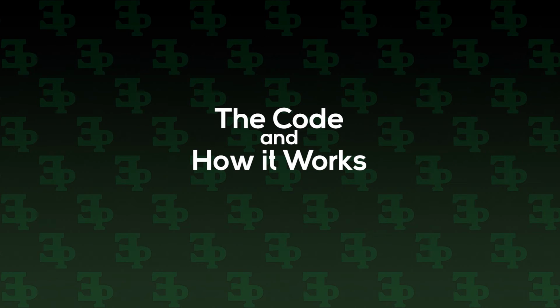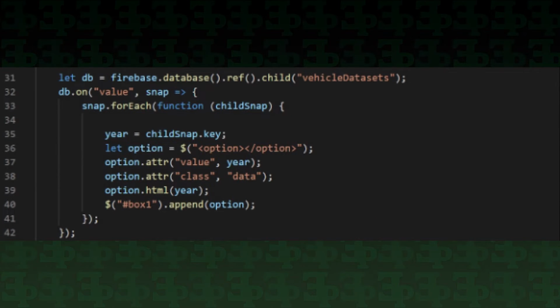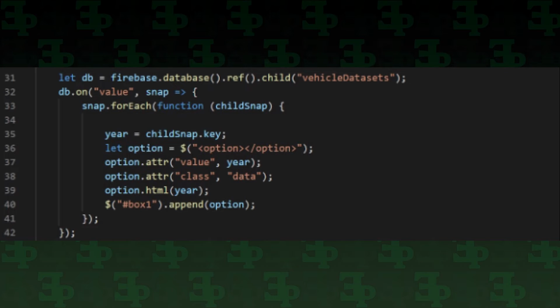All vehicle years from 1995 to 2019 are placed into a drop-down menu with the use of this function. Our database contains a huge amount of data consisting of all the vehicles purchased in Canada after 1995. This works by using Firebase read functionality to append all the vehicles inside of the drop-down box.